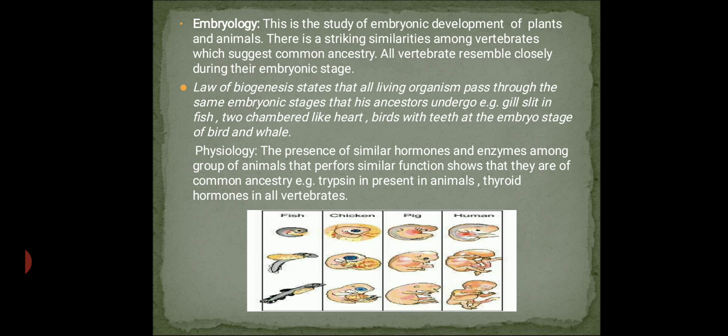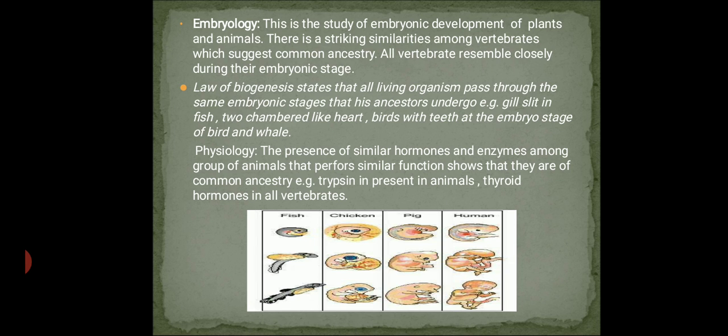The next evidence is embryology. What is embryology? Embryology is a branch of biology that deals with the study of embryonic development of plants and animals. There is a striking similarity among vertebrates, which suggests common ancestry. If you look at this picture, you notice that they are somehow similar. They look alike. The first part of our body that is formed first is what? The head, before the what? The tail. That is cephalocaudal.